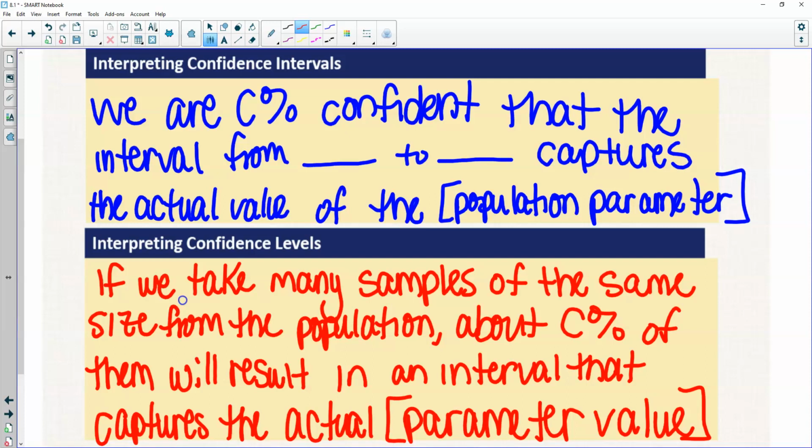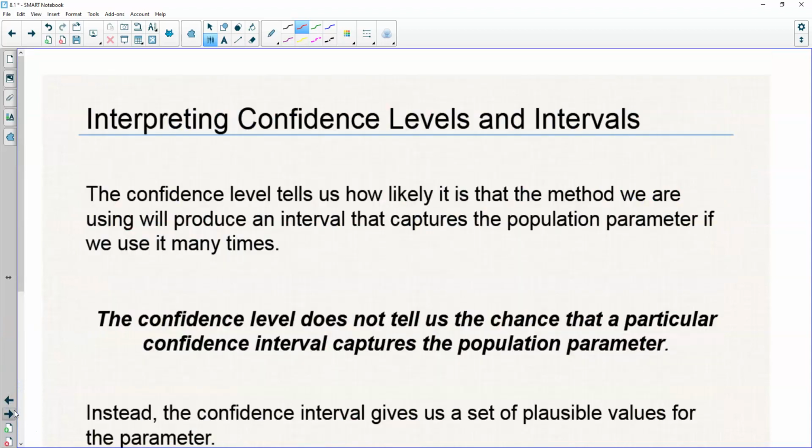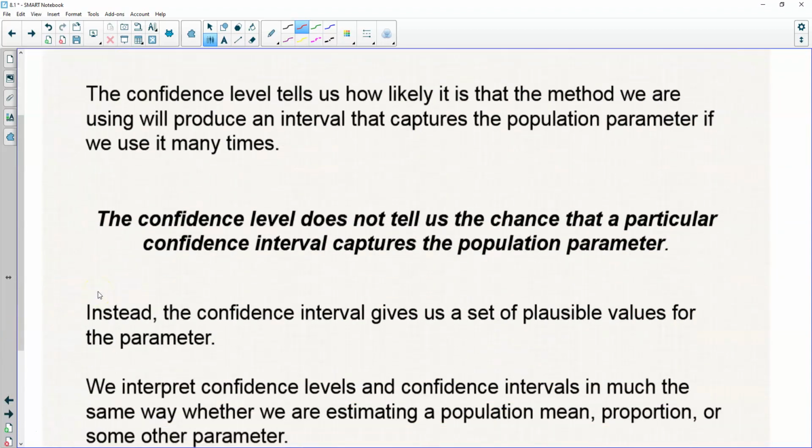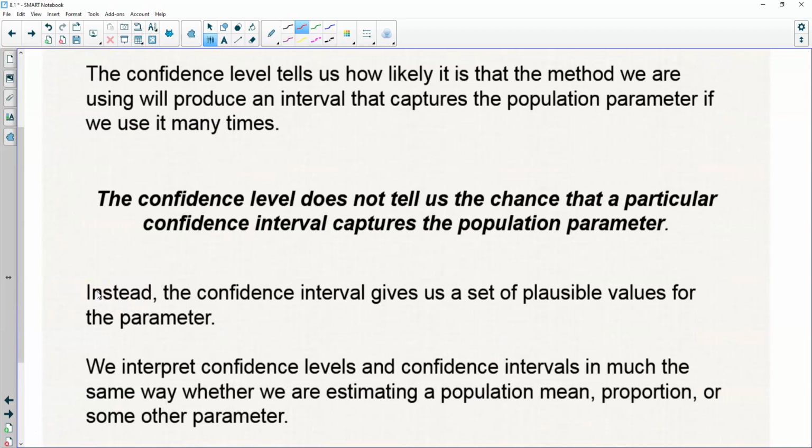So those two statements are statements you need to become familiar with, and which one you use depends on whether you're interpreting the actual interval itself or just the confidence level. The confidence level tells us how likely it is that the method we are using is going to produce an interval that captures a population parameter if we use it many times. The confidence level does not tell us the chance that a particular confidence interval captures the population parameter.